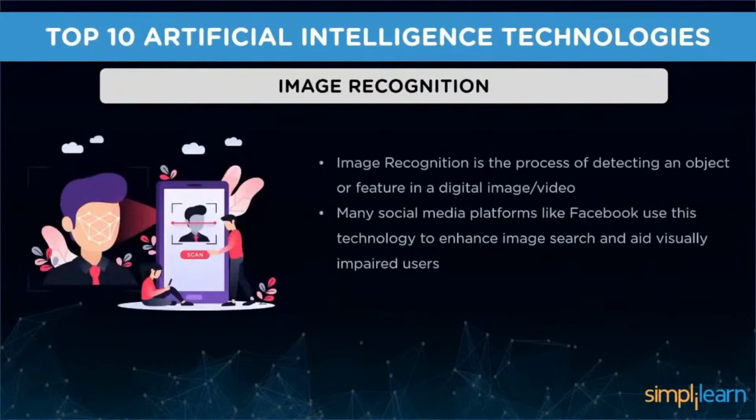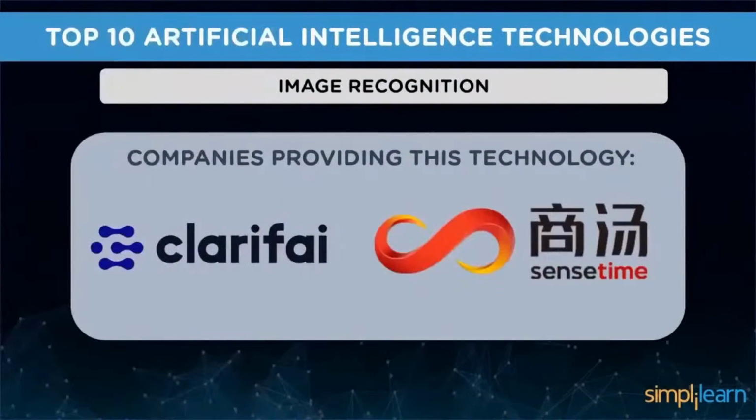At last, we have image recognition. Image recognition is the process of detecting an object or feature in a digital image or video. It can be used to analyze clients and their opinions, verify users based on their faces, detect license plates, and diagnose diseases. The present-day image recognition is comparable to human visual perception. Many social media platforms like Facebook use this technology to enhance image search and aid visually impaired users. Clarifai, Google, and SenseTime provide this technology.